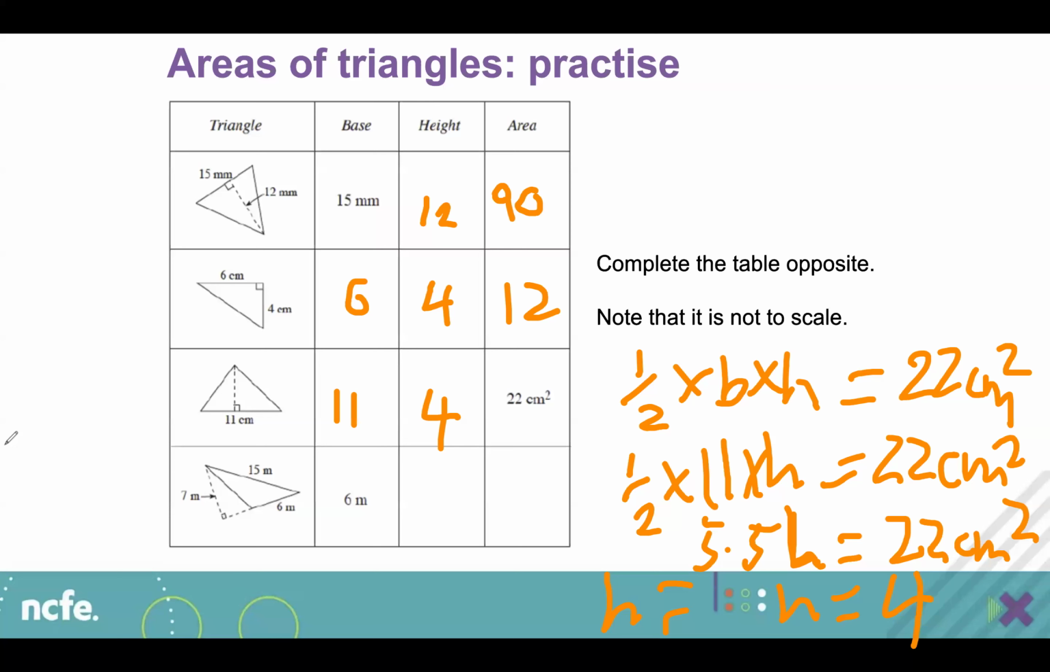Let's solve this out. And then for the final one, the base is 6, the height is 7, so we would do half times 6 times 7, which should be 21.